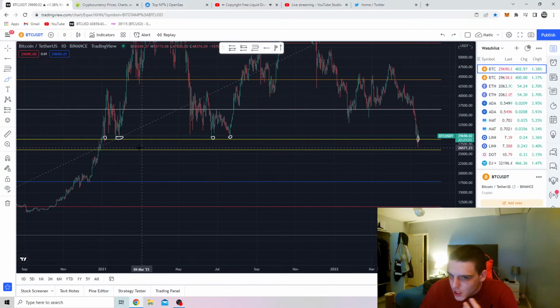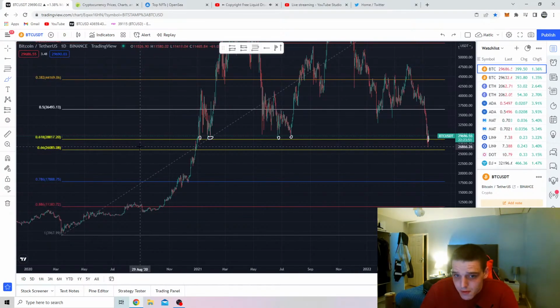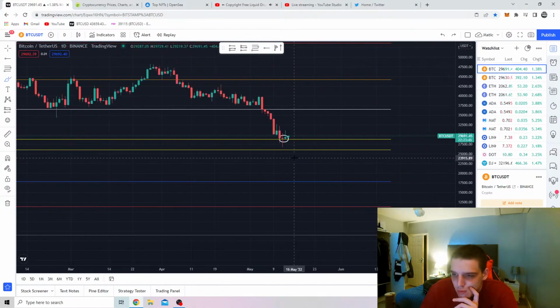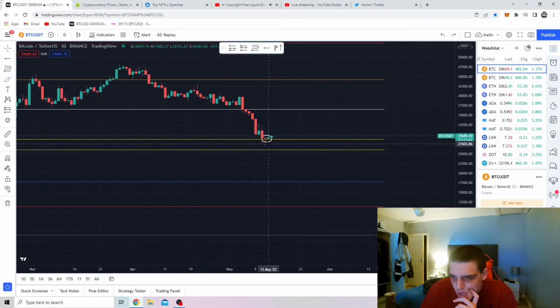But as you can see, this is just a simple Fibonacci, nothing crazy, nothing special. And this is one area that I was looking at for a possible bounce. As you can see at the moment, it's not looking too shabby.